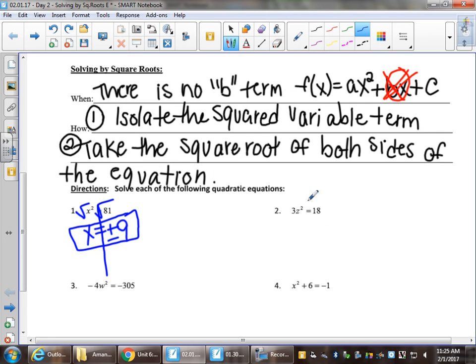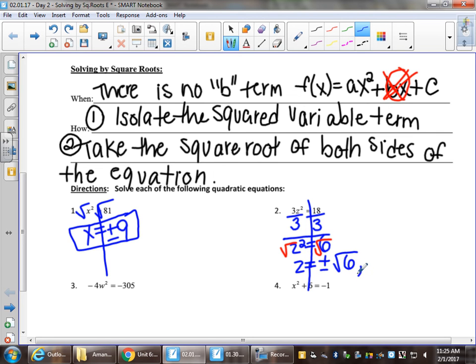Okay, number 2. 3z squared equals 18. What's the first thing I'm going to do? Dividing by 3 on both sides. So you're left with z squared equals 6. Next step. What do I do? Square root of both sides. And you're left with, is 6 a perfect square? No.